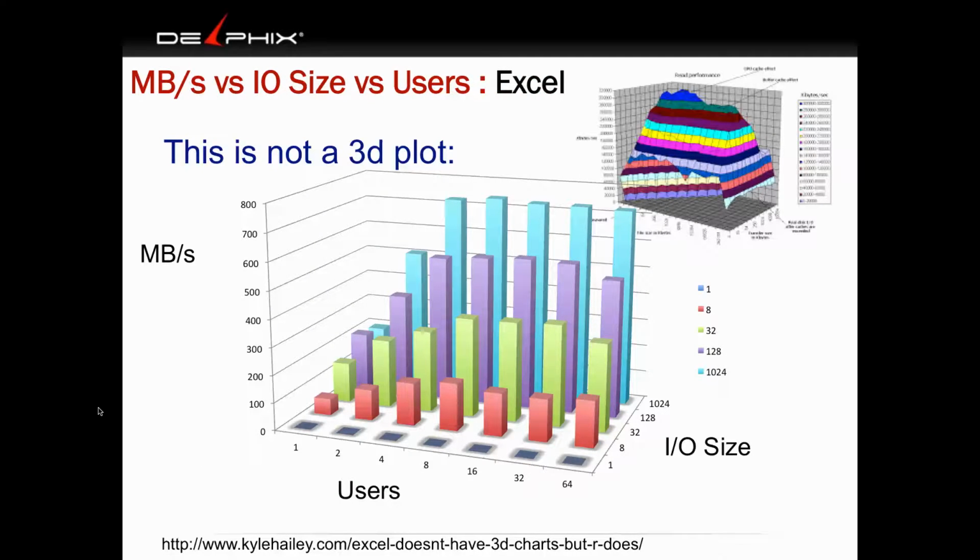So it sort of seems right for a 3D graph, like I've had users versus megabytes per second versus IO size. And I'm sort of surprised how hard it is to get 3D graphs. Excel has 3D graphs, they're not 3D graphs. If you look on the bottom right axis, it goes 1, 8, 32, 128, 1024. They're all spaced out equivalently. They're basically rows, they're not actual 3D graphs. That's a 3D graph on top right.